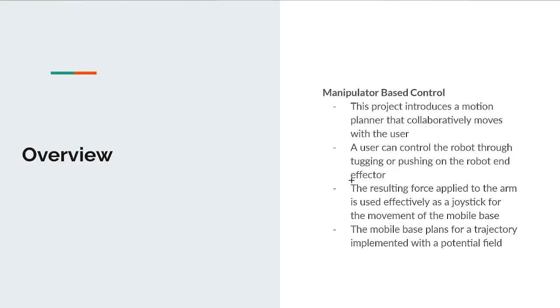Going over the main components of this project, we have our overview. This project introduces a motion planner that collaboratively moves with the user. In this project, the user can control the robot through tugging or pushing on the robot end effector and effectively using the end effector as a joystick for the mobile base movement. The mobile base plans for a trajectory implemented with a potential fields planner, which will be later explained in this presentation.